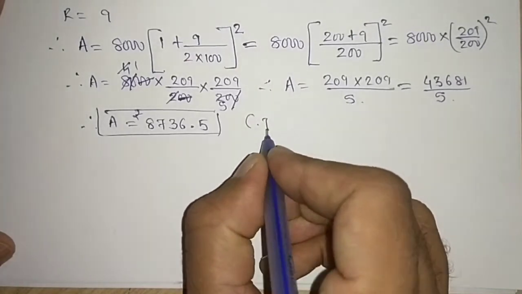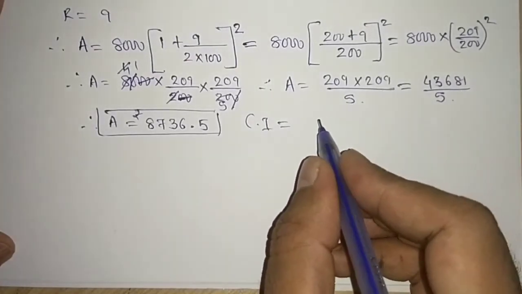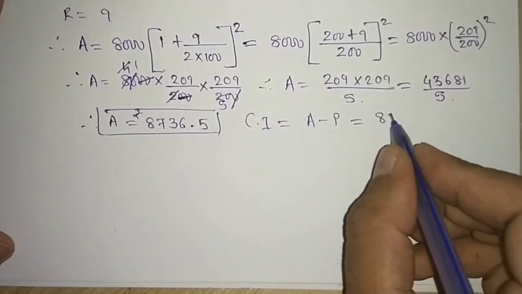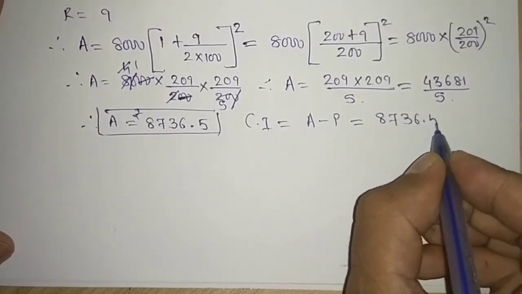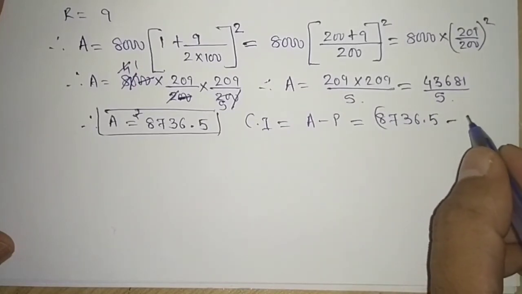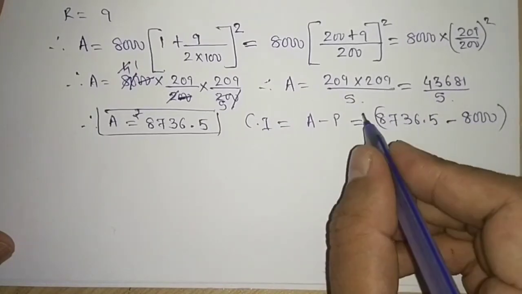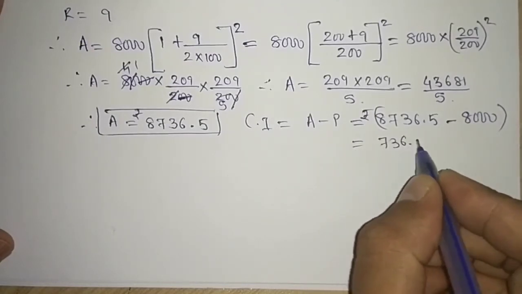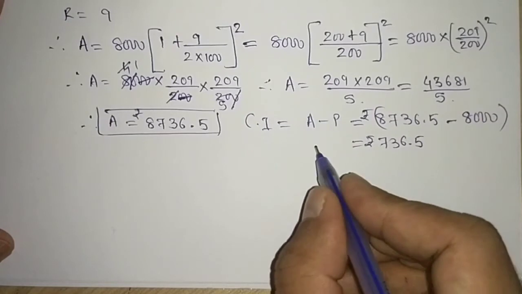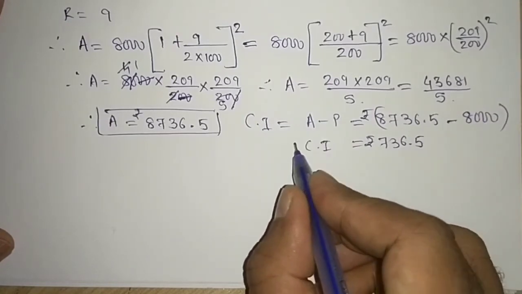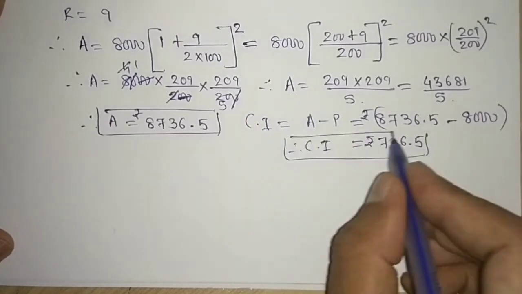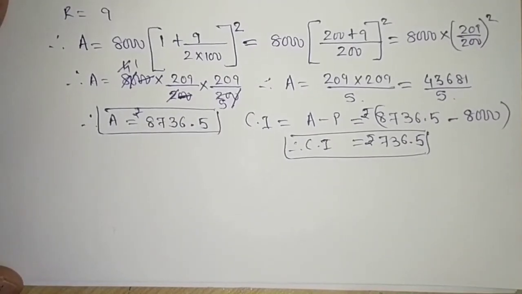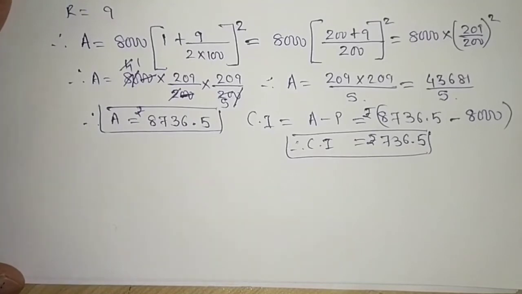Now compound interest. Compound interest is equal to amount minus principal. Amount is 8,736.5 minus principal is 8,000. So remaining will be 736.5 rupees, that is compound interest. So we have got amount also and compound interest also. Now moving to the last part, let me first write it down.